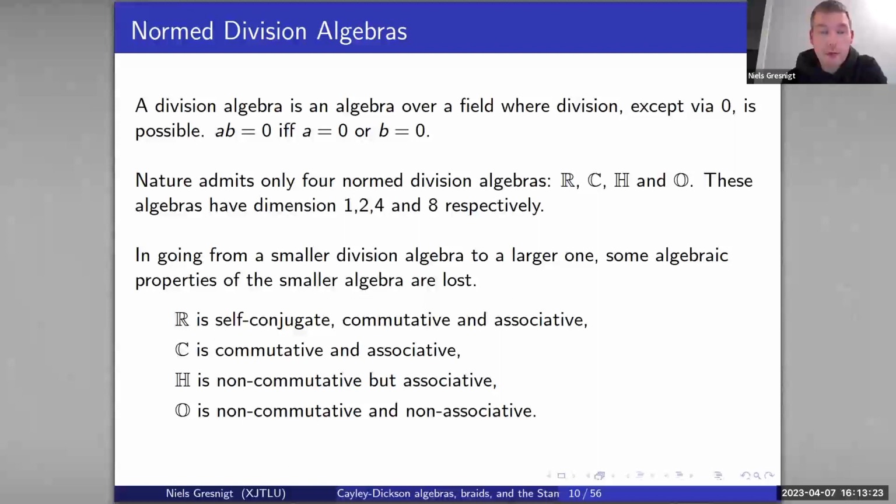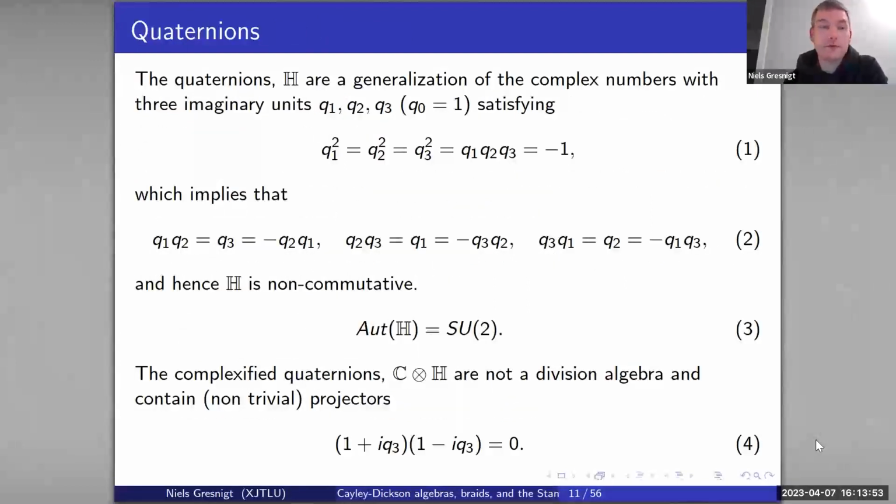Now, when we go from a smaller algebra to a larger algebra, at each time you lose some of the properties that the smaller algebra had. So, for example, the complex numbers are not self-conjugate, whereas the real numbers are. If you look at the quaternions, they are no longer commutative, but they're still associative. And finally, if you look at the octonions, then you find that they're non-commutative and also non-associative. So the algebraic structure seems to break down as we go to larger algebras.